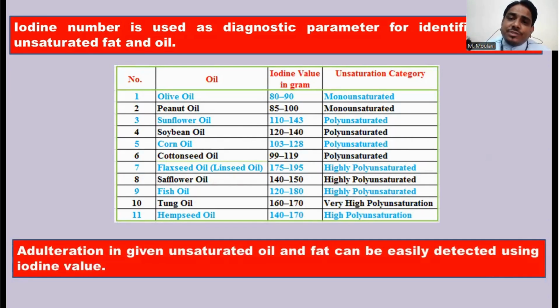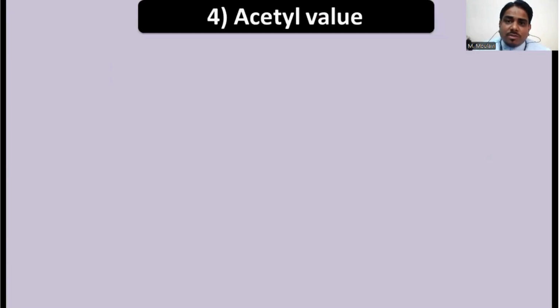Adulteration in a given unsaturated oil or fat can be easily detected by using the iodine value. Just like the saponification number, the iodine value is a diagnostic parameter for identification of oil and fat. Saponification value is a diagnostic parameter for identification of all types of fats and oils, but iodine value is a parameter for detection or identification of only unsaturated fats and oils.